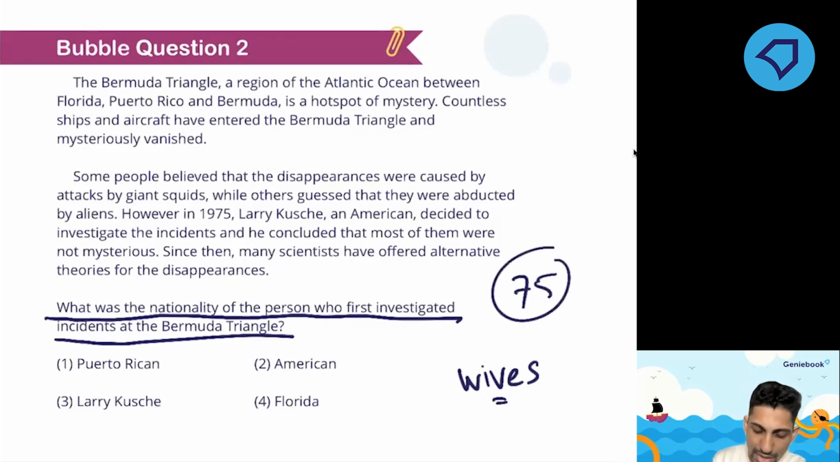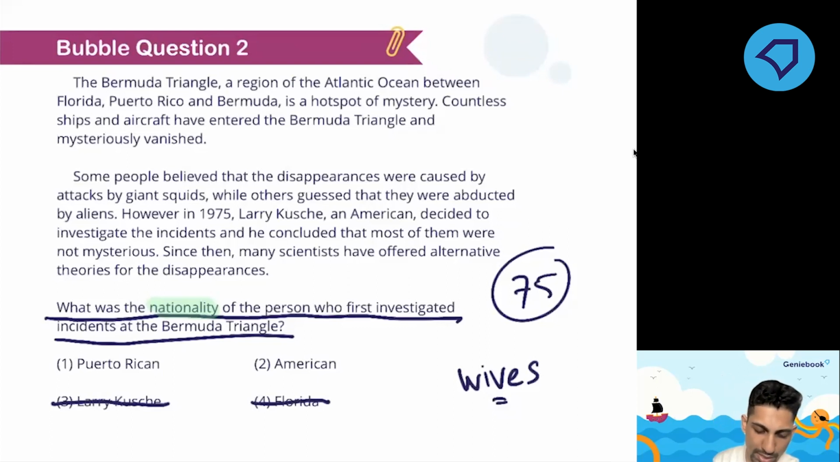The question wants the nationality. The nationality of the person. So in fact, even if you didn't read the passage, if you look at the options, you know a lot of things here don't make sense. Number 1 is Puerto Rican, possible. That is a nationality. Number 2, American, okay, nationality. Number 3, Larry Kush. That's a name, it's not a nationality. This is out. Number 4, Florida is a state. It's not a nationality. So no, it's out.